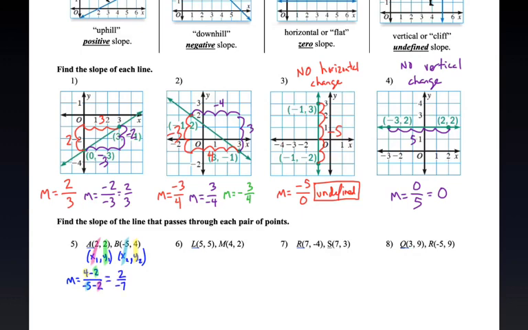Now I simplify. 4 minus 2 is 2. Negative 5 minus 2 is negative 7. This slope is negative 2/7.